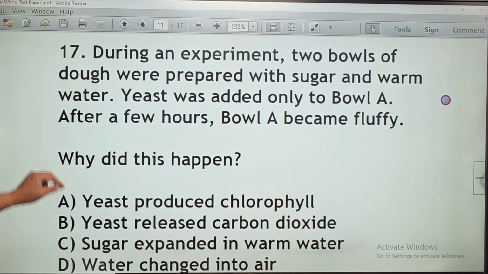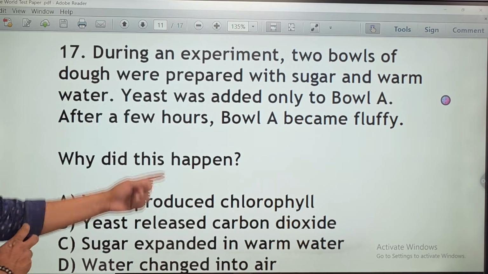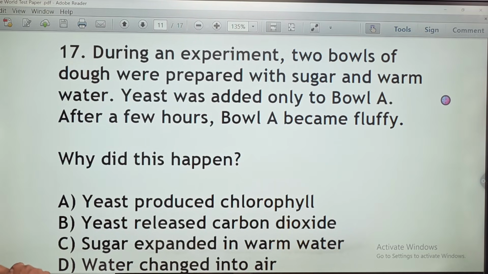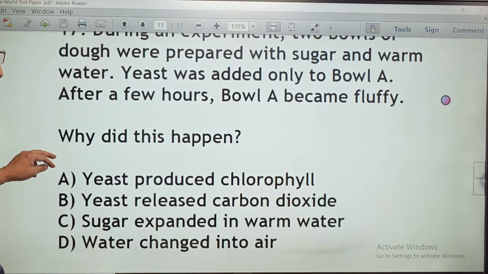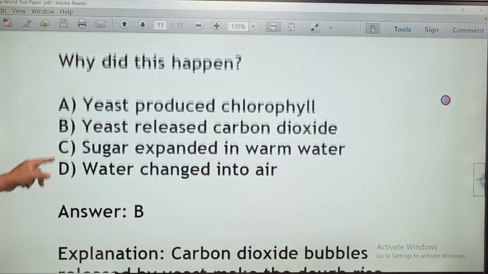During an experiment, 2 bowls of dough were prepared with sugar and warm water. Yeast was added only to the first bowl. After a few hours, bowl A became fluffy. Why did this happen? This is somewhat related to the earlier question that we did. Yeast produced chlorophyll, it released carbon dioxide, sugar expanded in warm water, or water changed into air. The correct answer is B.